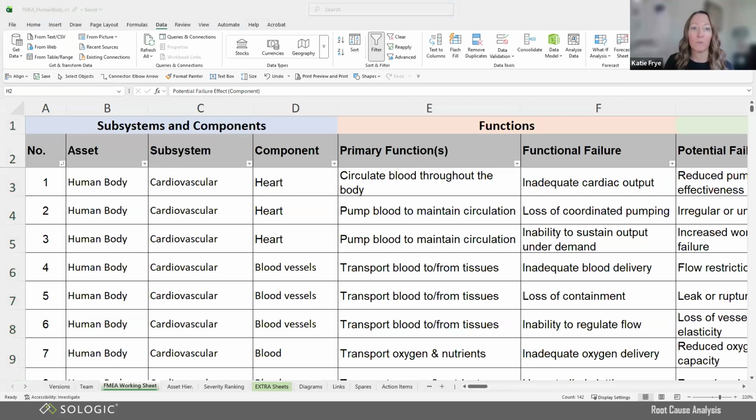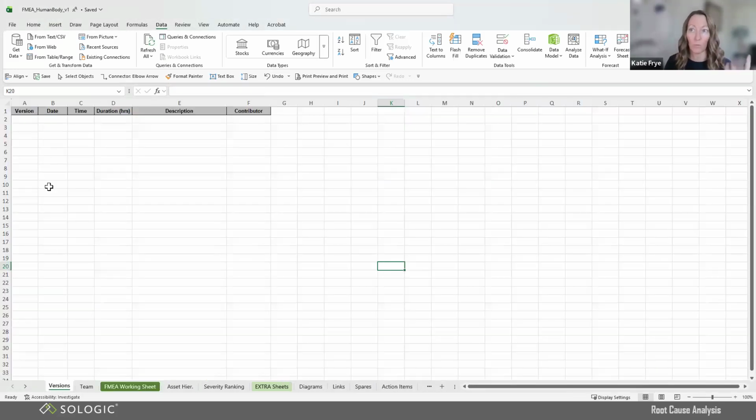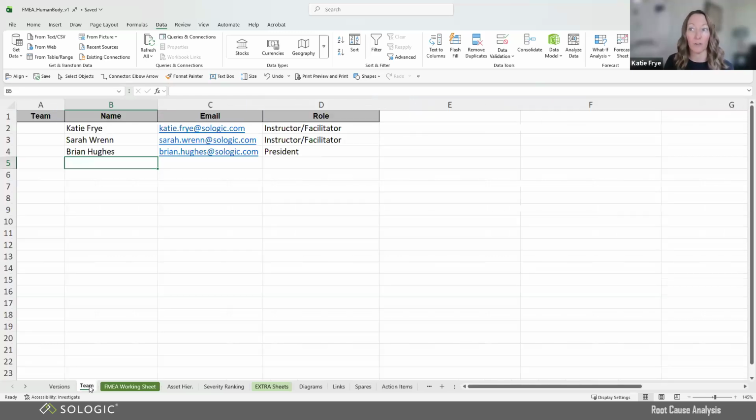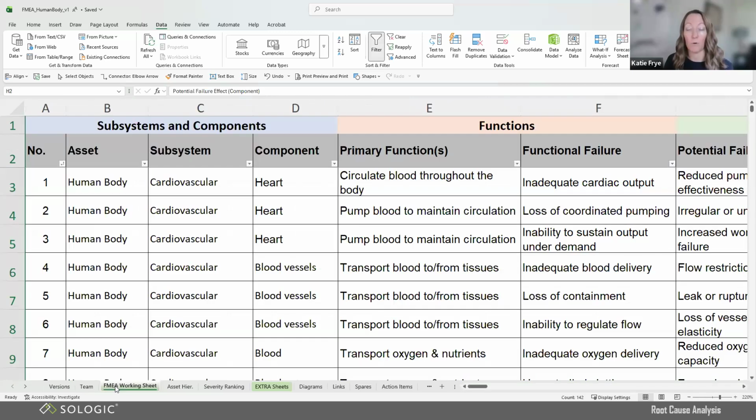So what I want you to see here is the structure of the FMEA, not the human biology details. Across the bottom, you'll notice several different worksheets. These are just best practices, right? We've got the versions worksheet where we'll keep up with the different versions 1, 2, 3 as we work. It's a good idea to capture your team information. We've got the FMEA worksheet. Again, this is the bread and butter of this whole workbook. And then we've got several others that I will explain in a few.